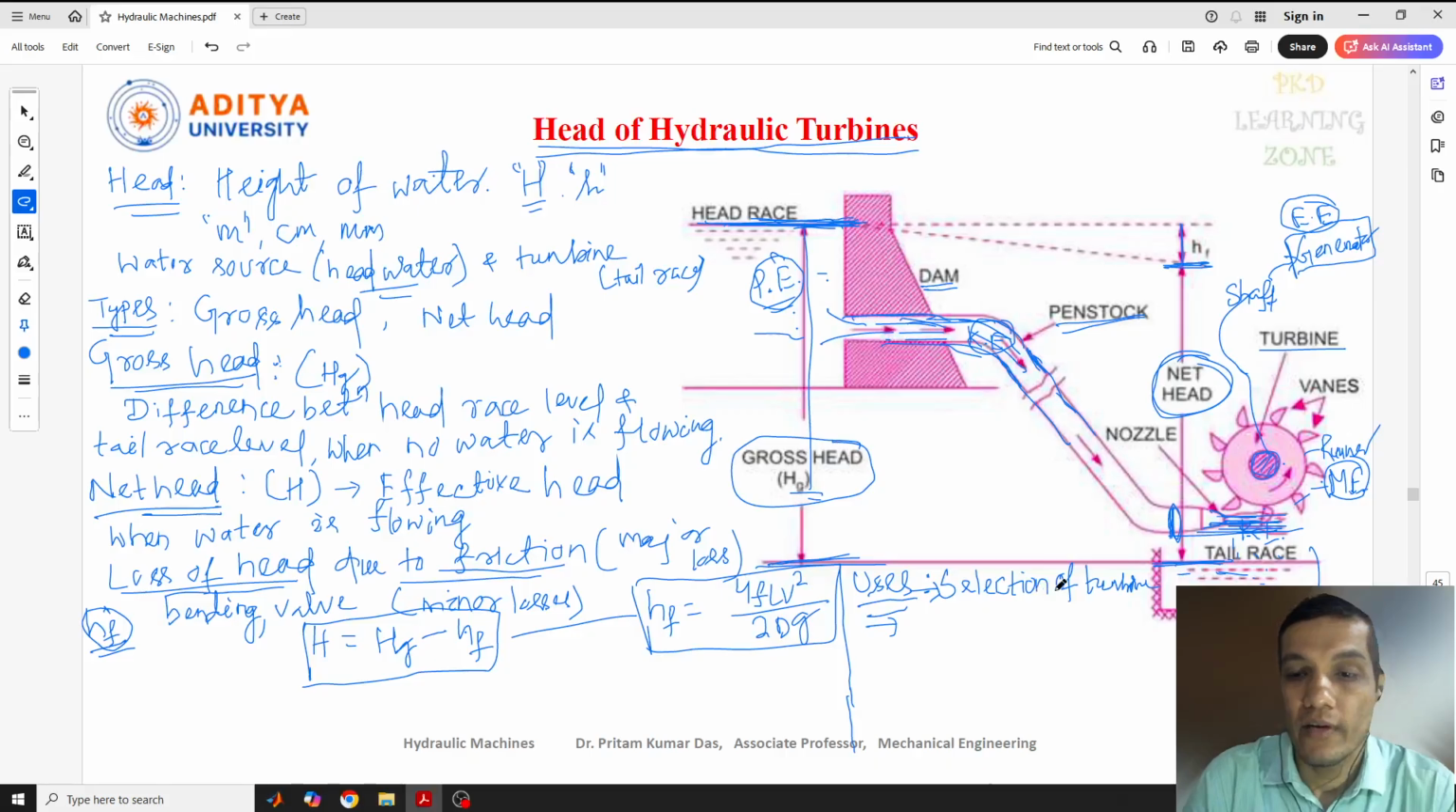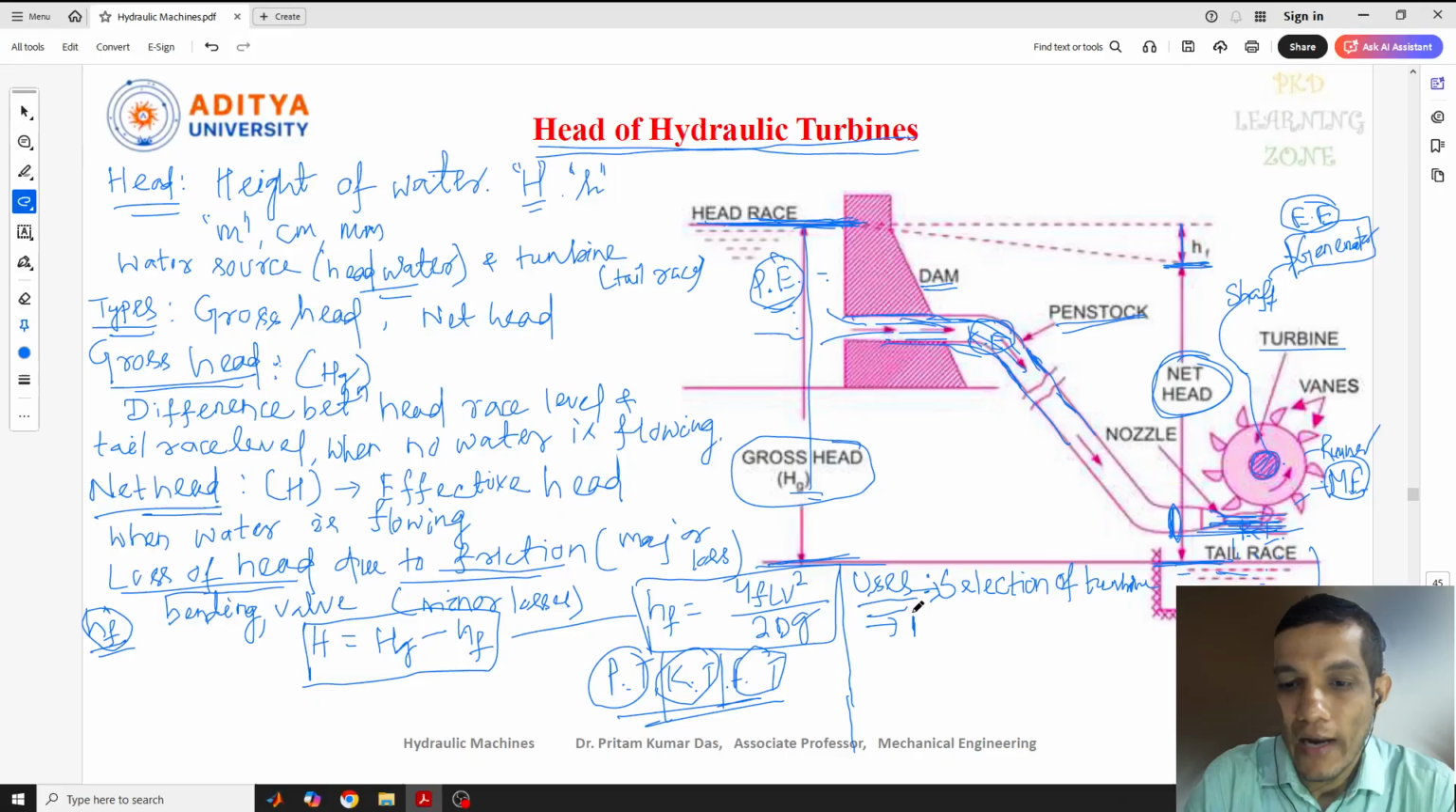Selection in the sense, if you tell me in detail, we have Pelton turbine, Kaplan turbine, and Francis turbine. These are the three different types of turbine mostly used, and they have different heads. That means as per the different height, we need to install this kind of turbine. So when the selection of turbine is required, head is most important to understand.